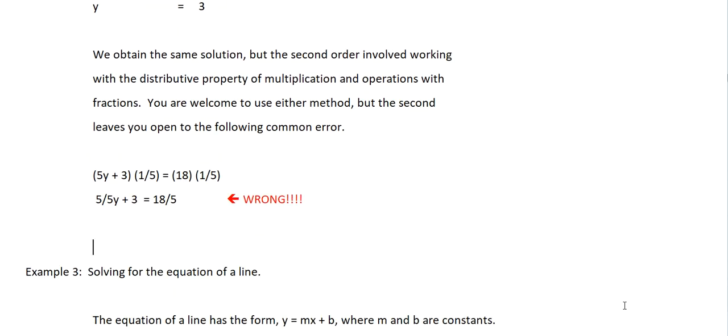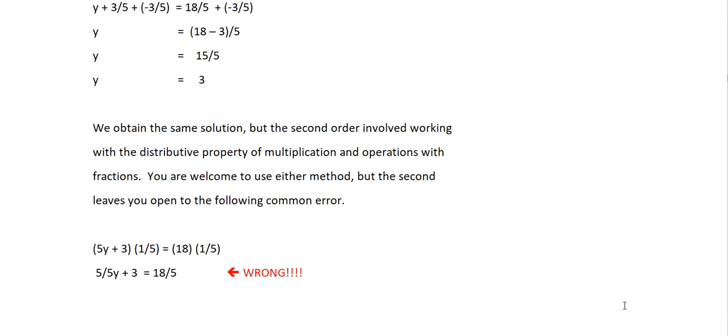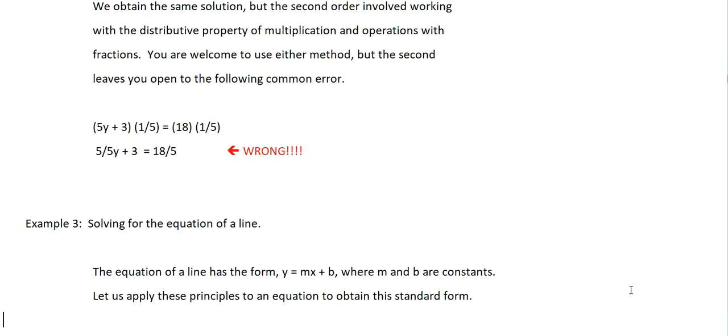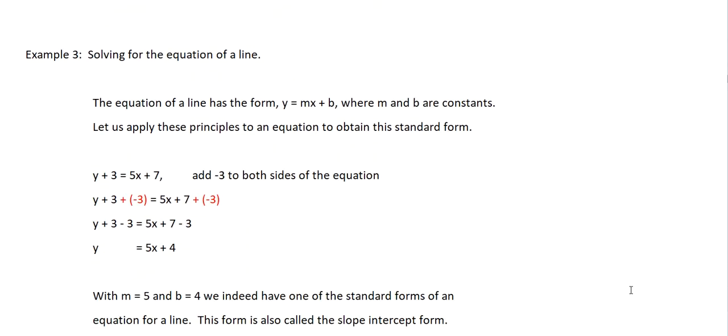Okay, so I'm going to show you this common error, the one that I was talking about before. This is the one you should figure out a way of never making yourself. So we go back to 5y plus 3, that whole quantity times 1 over 5 equals 18 times 1 over 5. And what I see sometimes is 5 over 5y plus 3, they forgot to divide 3 by 5 as well, equals 18 divided by 5. So basically you didn't apply the multiplication principle, because this isn't 3 over 5. And that's wrong. Okay, we're going to apply it again.